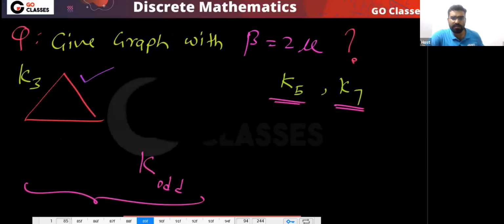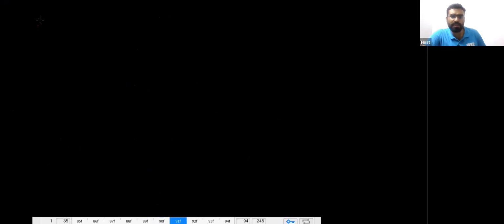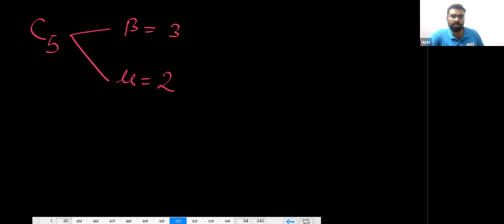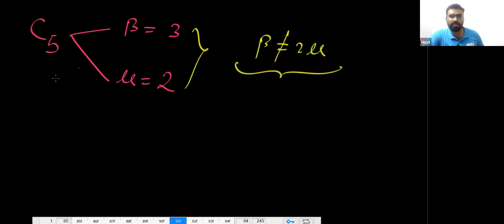For C5, tell me, what is beta? For C5 beta is 3. And what is mu for C5? For C5 mu is 2. So clearly beta is not equal to 2 mu. You can notice beta is not equal to 2 mu.